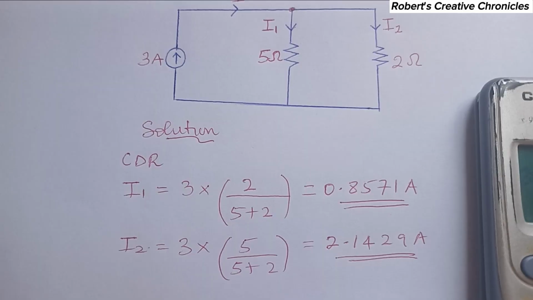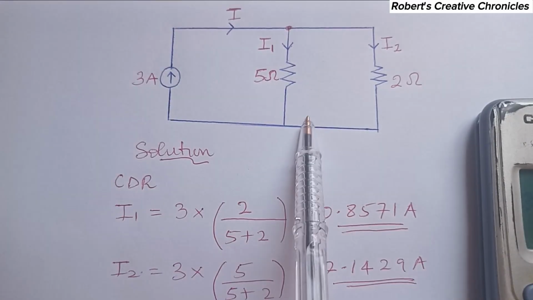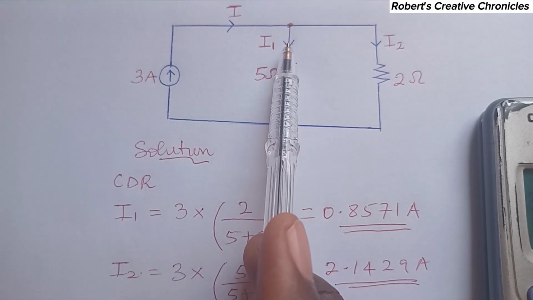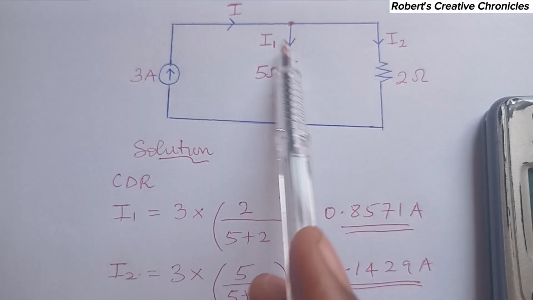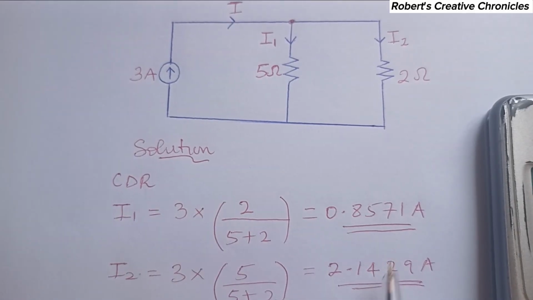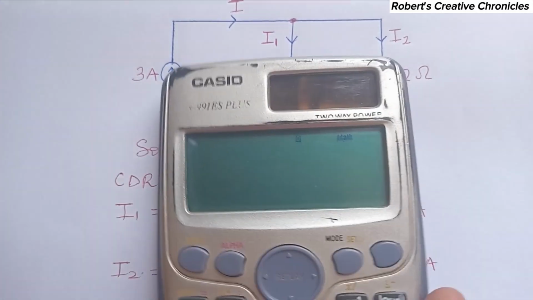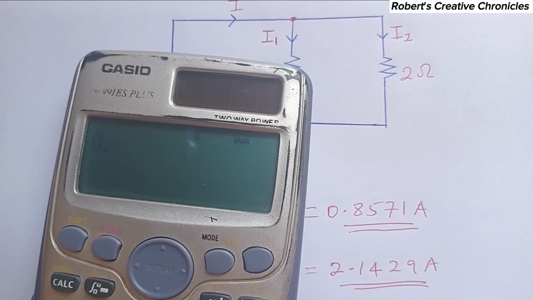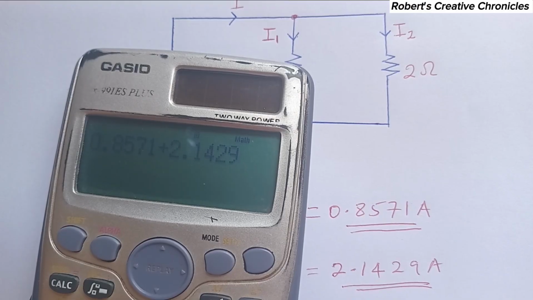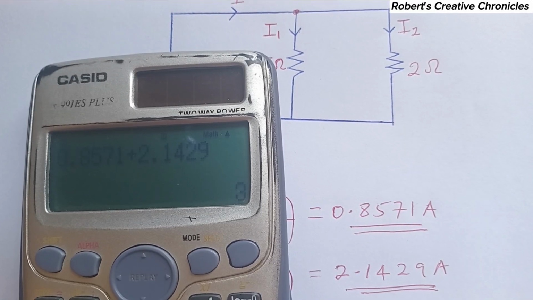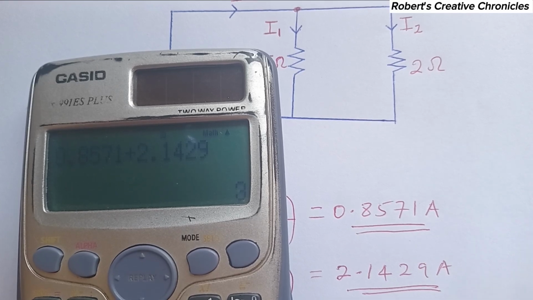Now, according to KCL, the current entering this node should be equal to the sum of I1 and I2. Because if we apply KCL to this node, I1 plus I2 equals I. So these two currents must give us 3. The sum must give us 3. So if we sum 0.8571 plus 2.1429, you see it's 3. So this has just proven that KCL, the current divider rule, and the calculation, everything is correct.